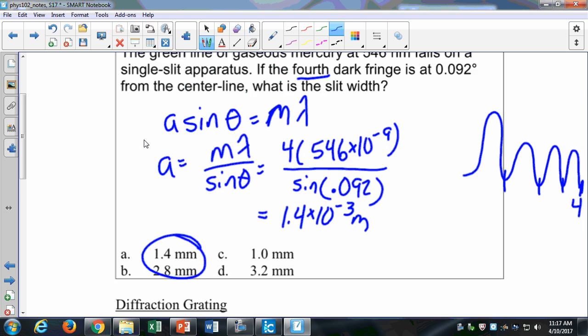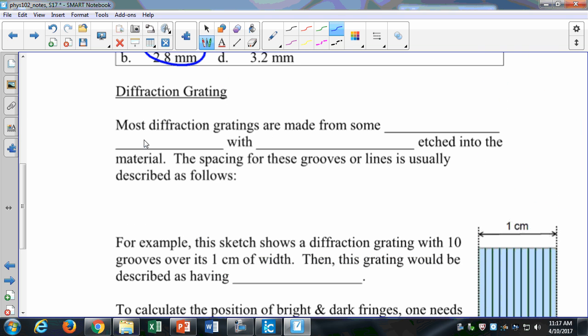All right, let's look at diffraction gratings. I'm sorry, I don't think I have many jokes. I'm almost done, so I'm trying to conserve them a little bit because I fear that I'm going to run out before the end of the semester.